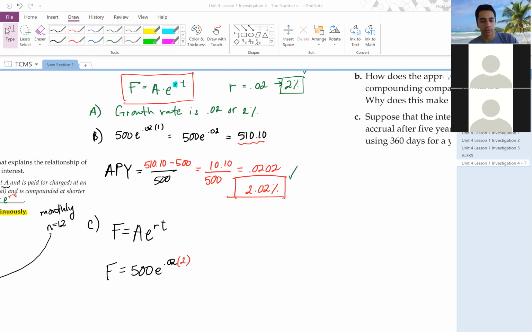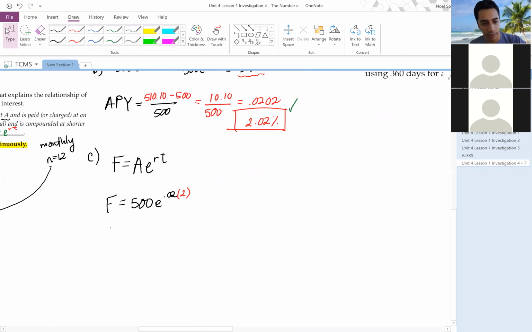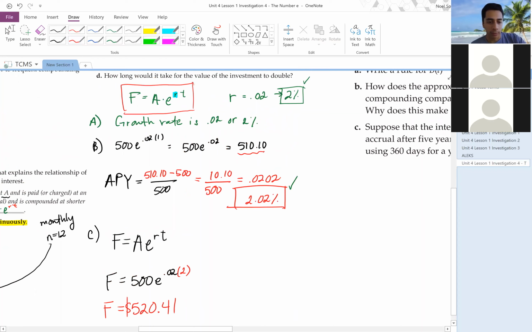So the final value here will be 520 with, I believe it was 41. Yeah, we could round it to about 41. Okay, 41 cents. So it's a nice, easy formula for us to use, and we get a nice result. Okay, so that was part C.